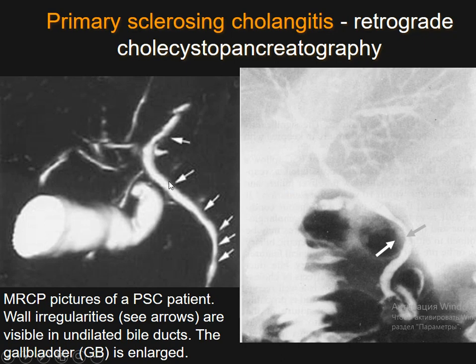wall irregularities in the arrows. They are visible in an undilated bile duct. So, a wavy surface, but in an undilated bile duct. The gallbladder is typically enlarged.